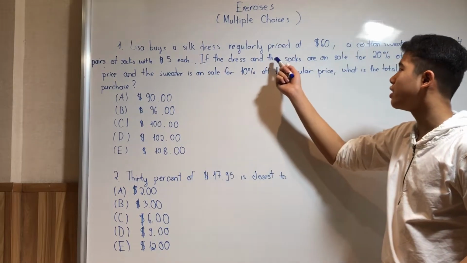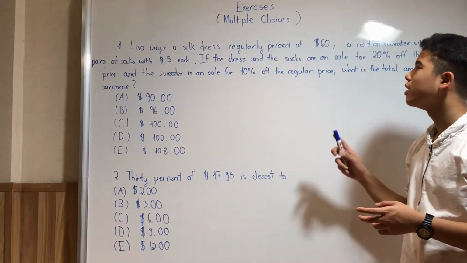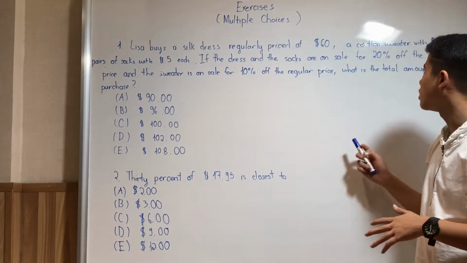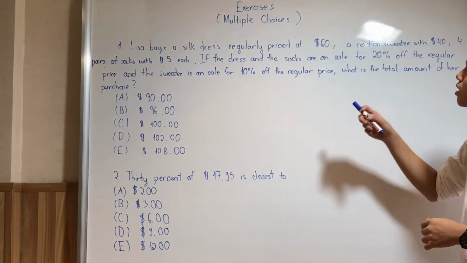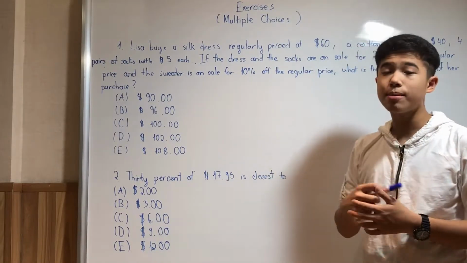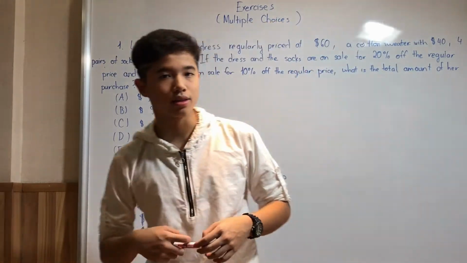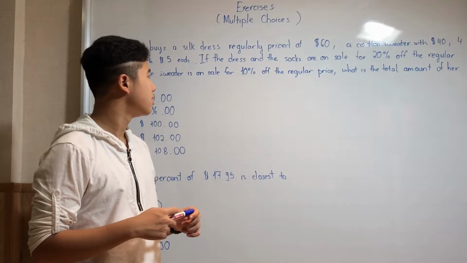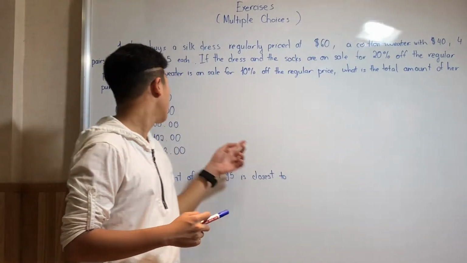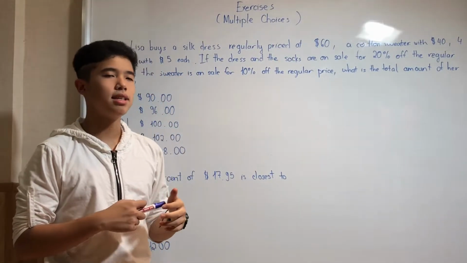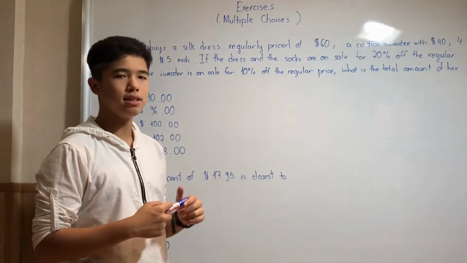If the dress and the socks are on sale for 20% off, and the sweater is on sale for just 10% off, because the sweater maybe is hotter, so it is a bit less. What is the total amount of her purchase? So they ask the total amount of money that she will pay to get all of these products.